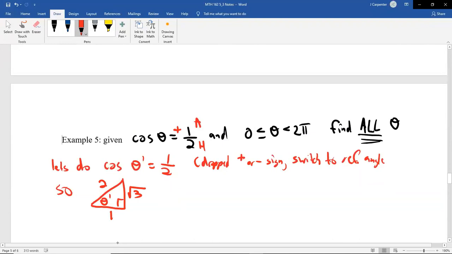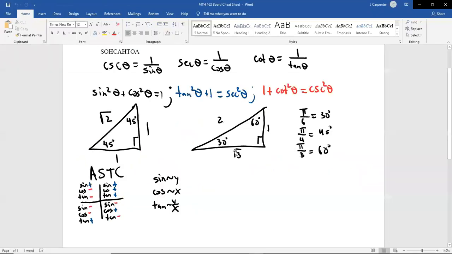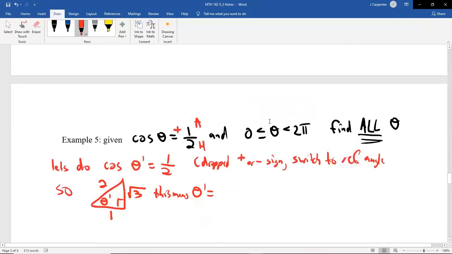This means theta prime is equal to, well, which one was opposite the square root of 3 in this? Was it the 30 degrees or the 60 degrees? Well, here's the 30-60 triangle. The square root of 3 is opposite the 60 degrees. So that means it's 60 degrees or pi over 3 in radians.